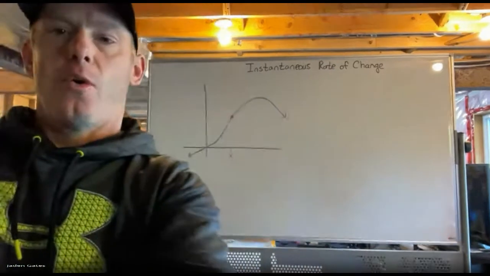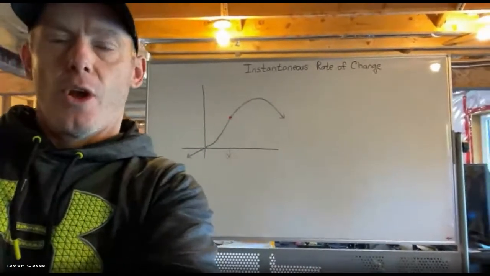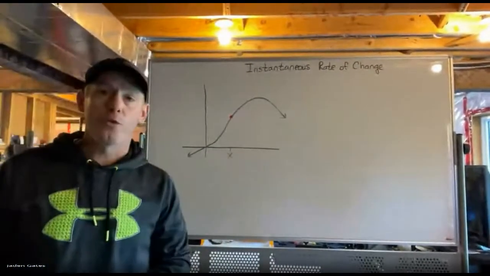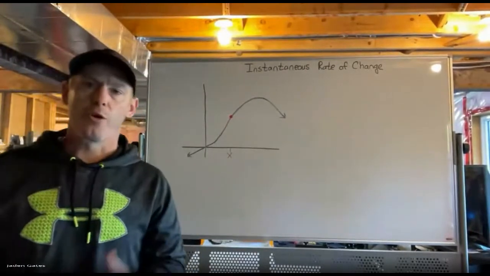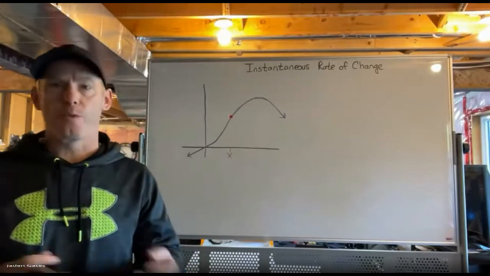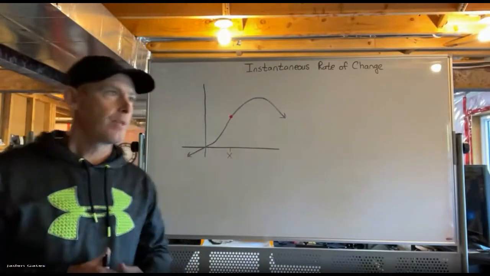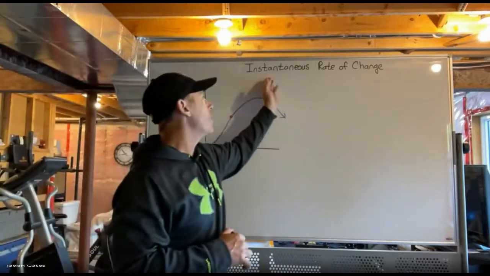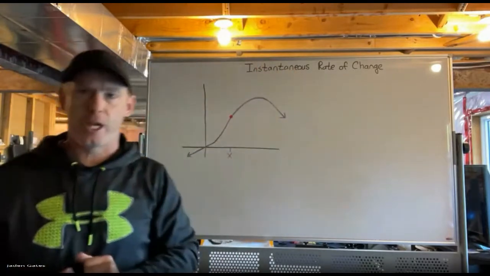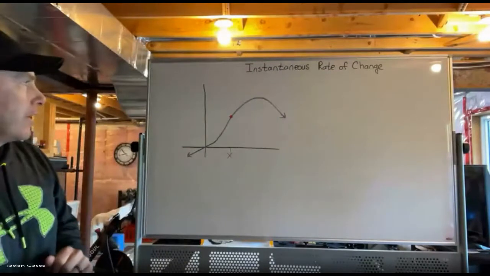All right. So last class, we looked at finding the average rate of change, which again was just like grade 9 math, where you're finding the slope of a linear equation. We use rise over run, same idea. Now, this is where things get a little bit different. We're going to find something called the instantaneous rate of change.